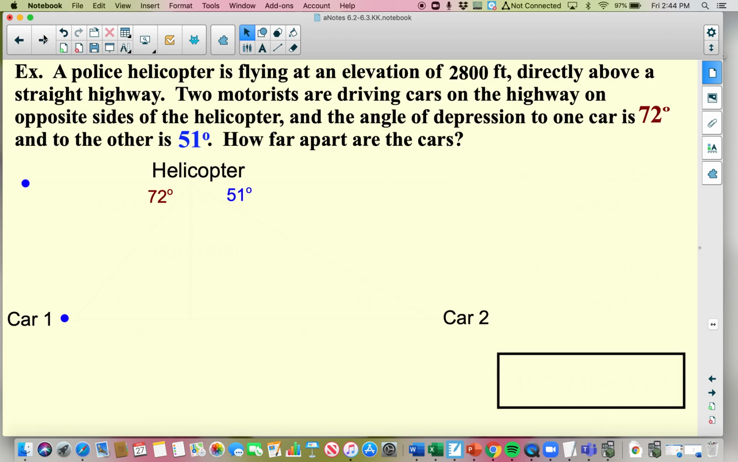All right, one more application. A police helicopter is flying at an elevation of 2,800 feet, directly above a straight highway. Two motorists are driving cars on the highway on opposite sides of the helicopter, and the angle of depression to one car is 72 degrees, and to the other car is 51 degrees. How far apart are the cars? See if you can visualize this, because for some, that's the trickiest part. Pause the video, because I'm going to unveil my picture here. Pause the video and see if you can sketch this out first.